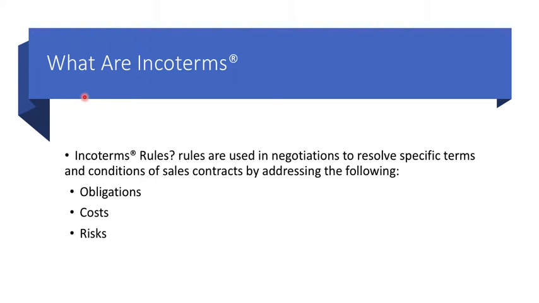So, mainly what are Incoterms? Incoterms are basically rules used in negotiation to resolve specific terms and conditions of a sale contract by addressing the following duties of importers and exporters. What obligations, what cost and risk are going to be held by, or taken away from, the importer or the exporter.